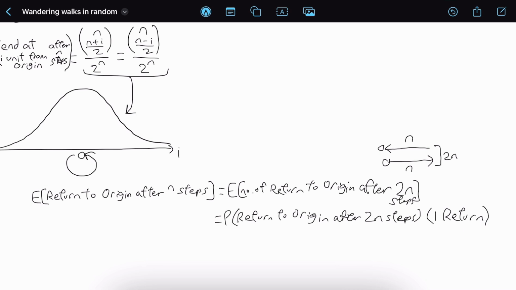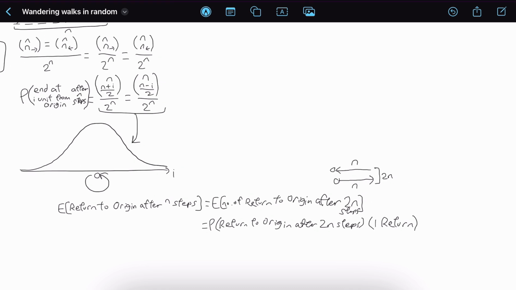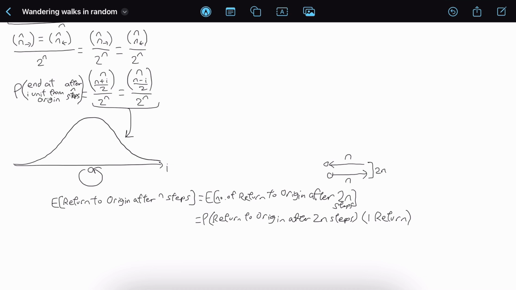Now, since this is just 1 return, and we know the value to be 1, what we want to find is just what is the probability of return to the origin after an even number of steps. And remember our formula derived from before. Remember this. This just represents our probability of returning to the origin if we sub i to be 0 after any number of steps.